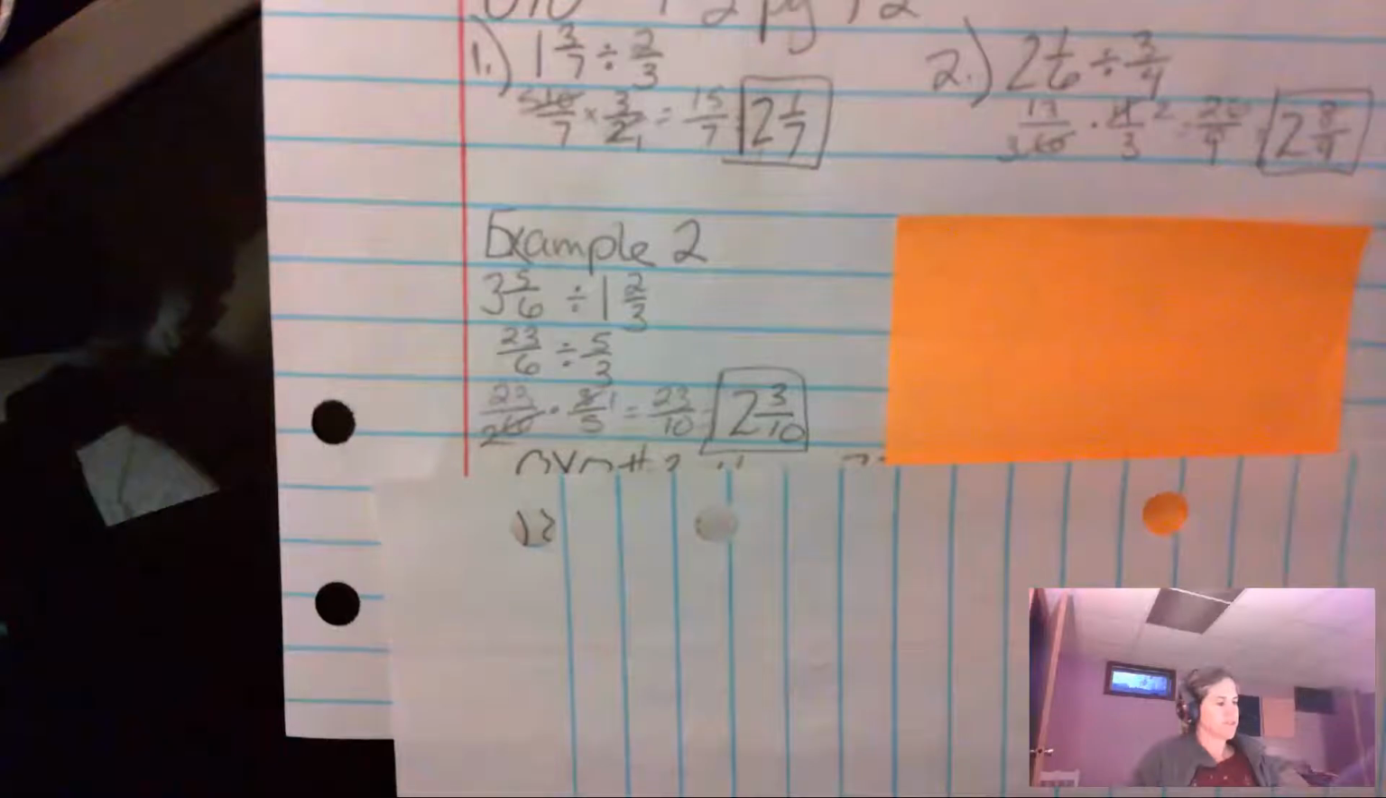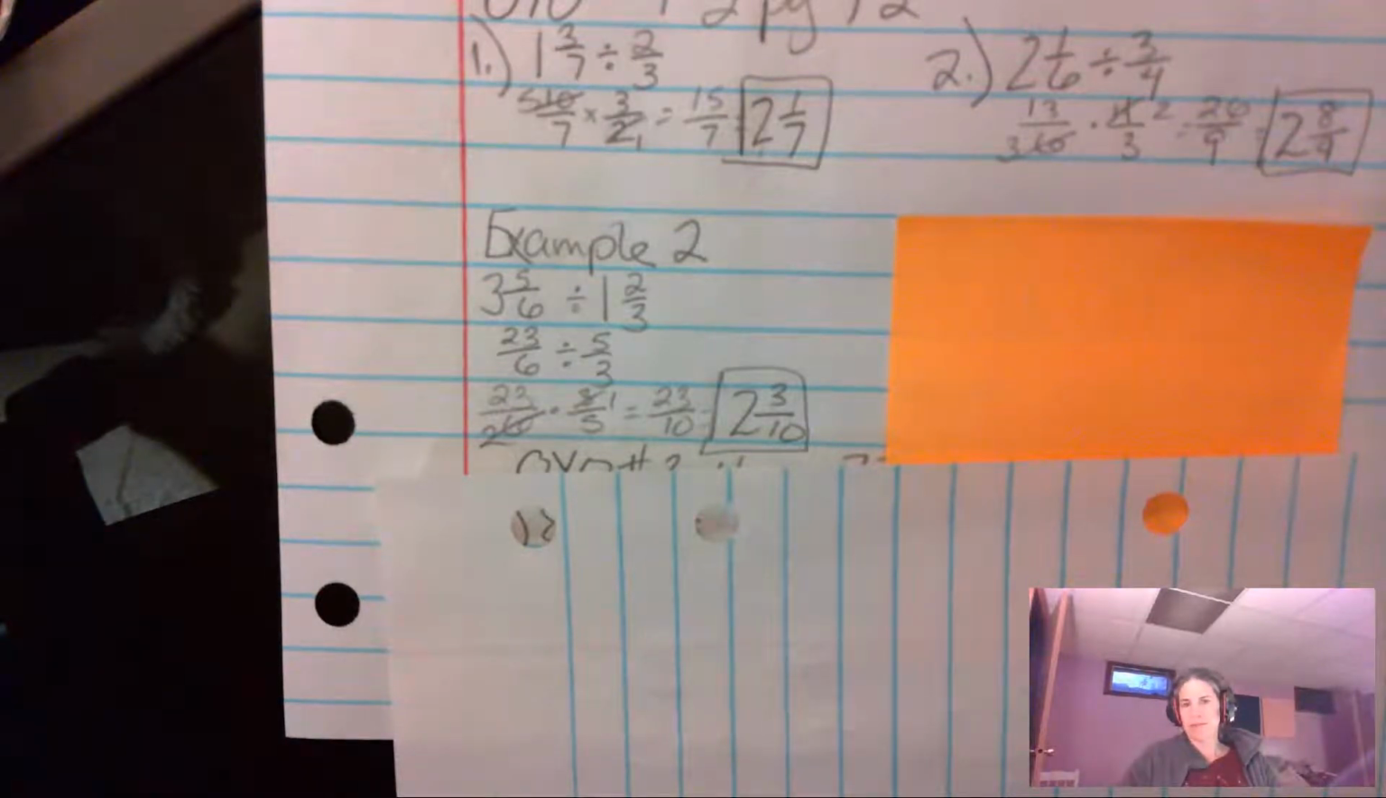It has you doing the same step where you write. The only thing that's different with this, guys, is that you have 2 mixed numbers that you have to rewrite as improper fractions. That's it. That's the only thing that's different. So you have 3 5/6 divided by 1 2/3. So there's my 3 and my 5/6.